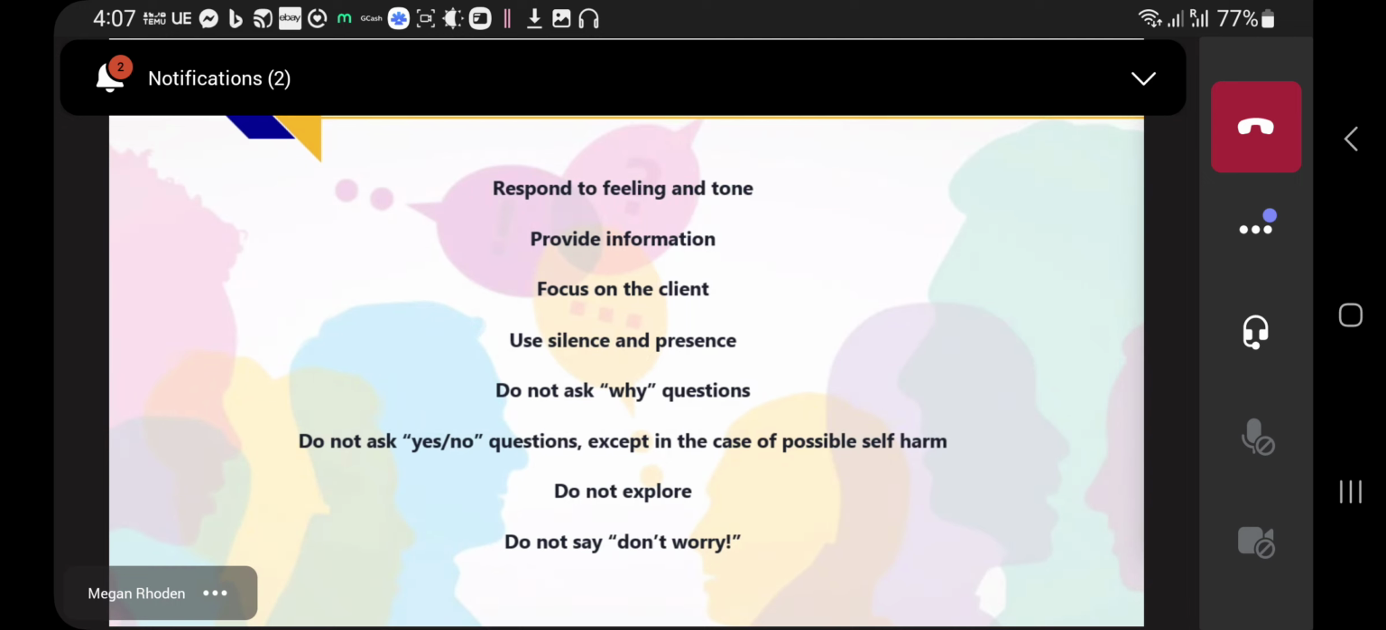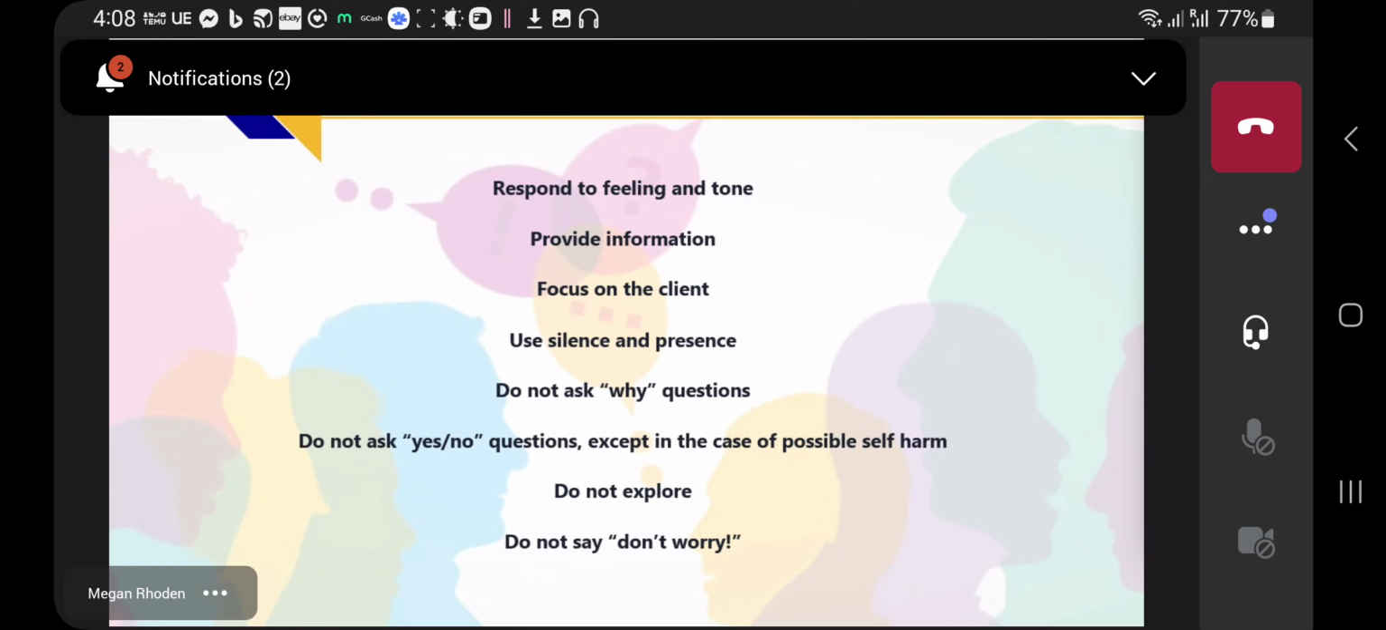Providing our clients with information, with data, with evidence based practice, with what the research says. They don't want to hear your opinion, they want to know what are my odds? What does the research say about this? We want to stay focused on our client and what's happening with them and their situation. You want to make it all about the client. It's not about you, it's about them.